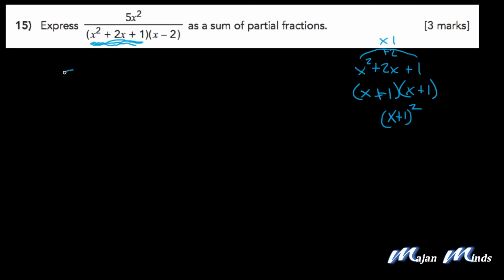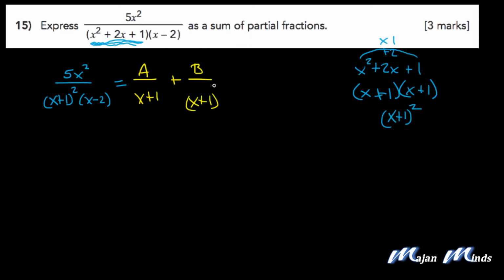So I'm going to rewrite this as 5x over (x plus 1) quantity squared times (x minus 2). Because of this x plus 1 squared, we are in the repeated linear factor category. So when I write this as a partial fraction, I'm going to do A over x plus 1, plus B over, and this is the part that's a little different from what we've been doing, x plus 1 squared, and plus C over this other factor, x minus 2.